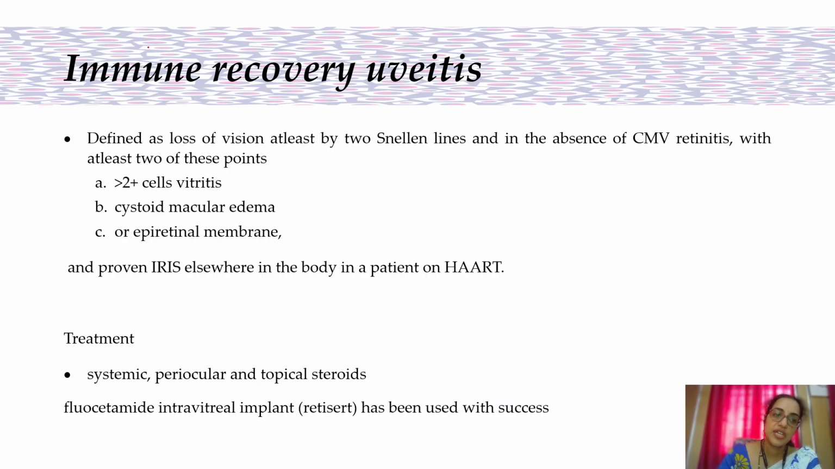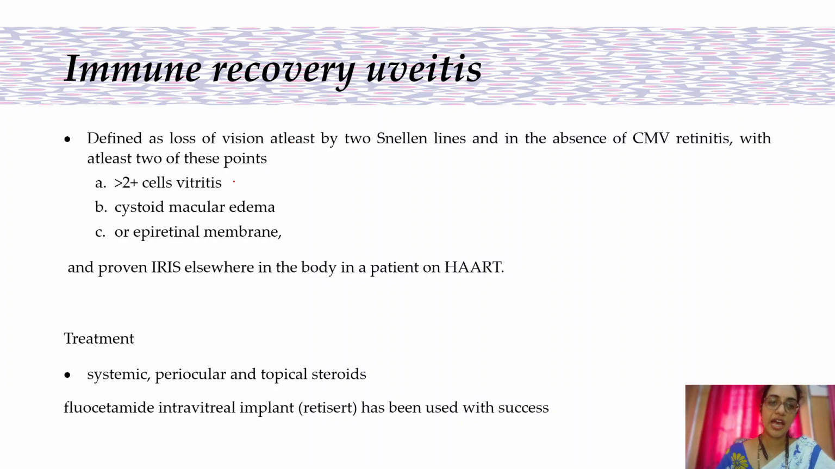Immune recovery uveitis is defined as a loss of vision by at least two Snellen's lines in the absence of CME retinitis. It happens when you have initiated HAART, especially if the patient has had CME retinitis. When there is healing due to immune recovery, you get severe recalcitrant uveitis. It usually tends to be panuveitis, and it's very difficult to treat, and you need aggressive steroids.